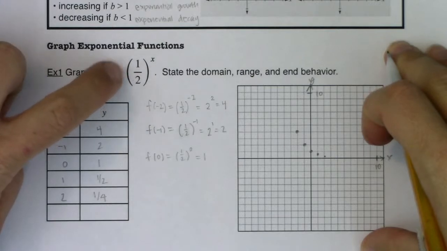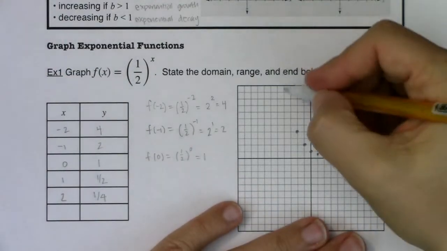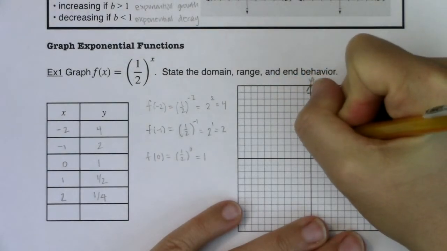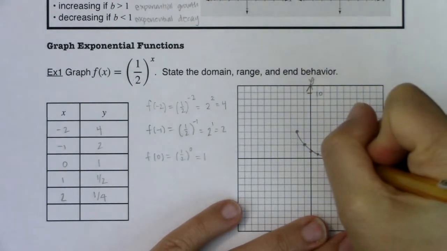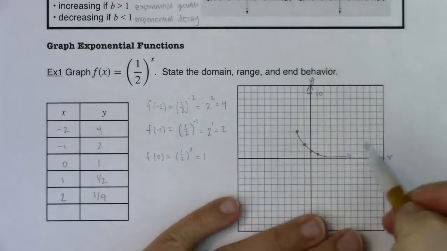I can tell this is exponential decay because my base is less than 1, and I can see the decay happening. So as I move left to right, I'll start here, I can see my y values getting smaller and smaller and smaller. And there is a horizontal asymptote there. All right, there's no way for me to cross the x-axis.